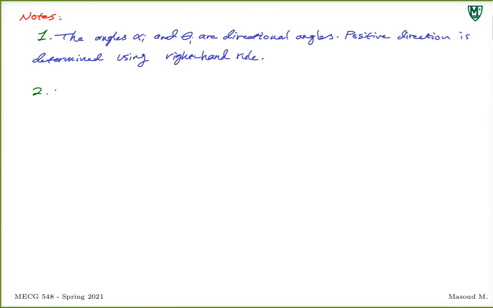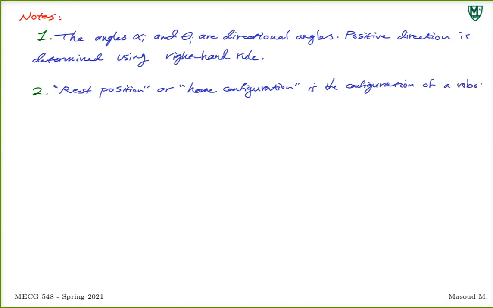Let's write it: rest position, or home configuration, is the configuration of a robot where all the joint variables are 0.